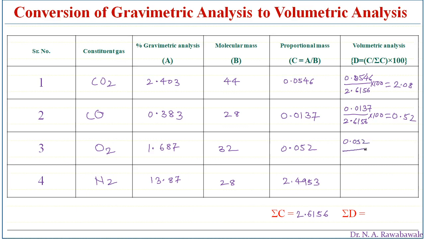Then, 0.052 whole divided by 2.6156 into 100. This will be 0.052 into 100 divided by 2.6156, which is 1.988.